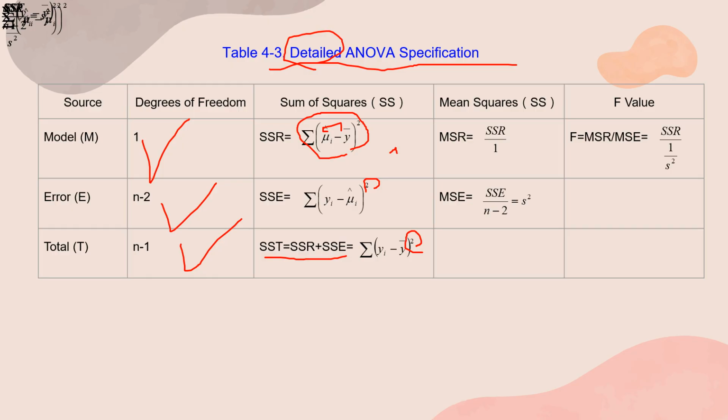And for the mean square, the MSR is equal to SSR divided by 1. MSE equals SSE divided by the degree of freedom here, n minus 2. Actually, this is the variance, S squared. And for the experiment, they have an F value. F value is MSR divided by MSE. So the formula is right here: SSR divided by 1 over S squared. So this one is divided by S squared, which means the variance.